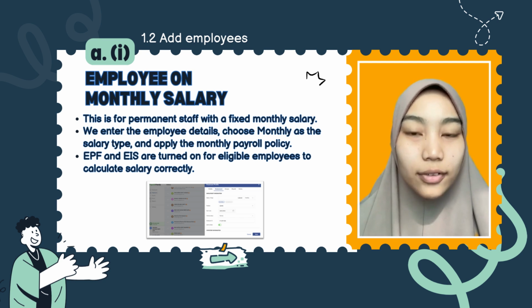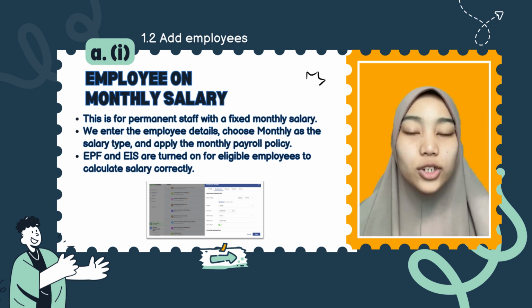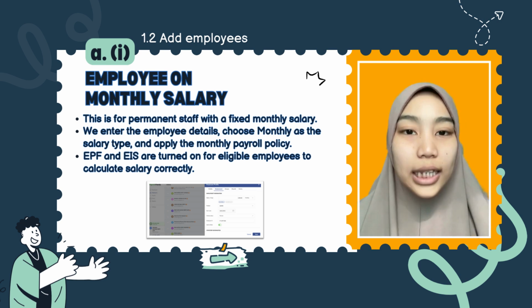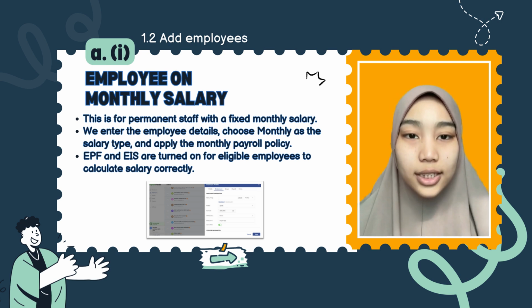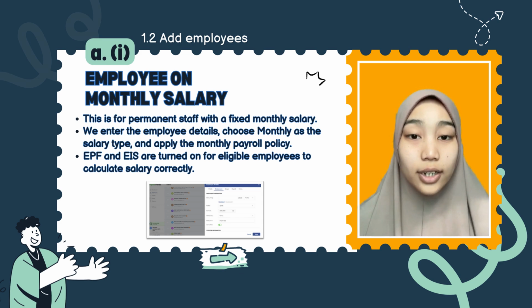First is monthly salary employees. This is permanent staff with a fixed monthly salary. We enter the employee details, choose monthly as the salary type, and apply the monthly payroll policy. EPF and EIS are turned off for ineligible employees to calculate salary correctly.